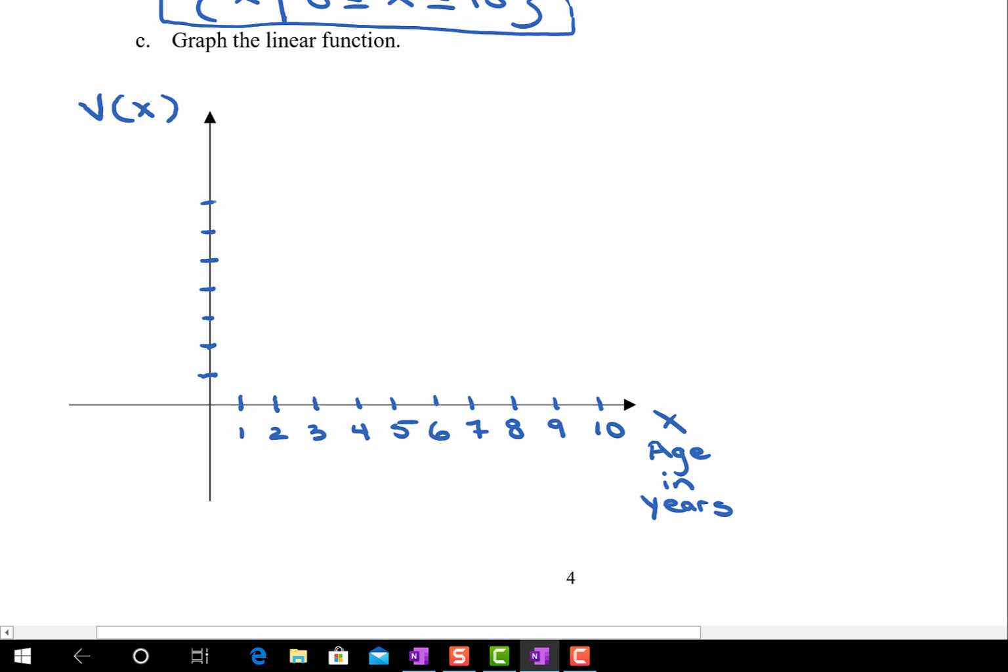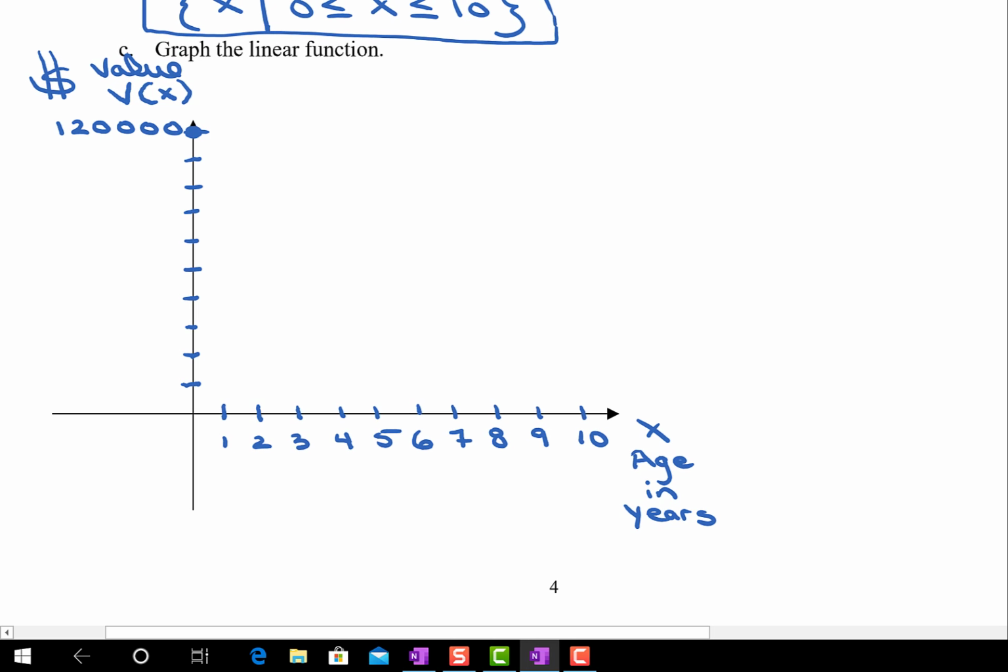And then the value, I'm also going to separate this into 10 parts here. So if I divide 120,000 by 10, then this is going to go up by increments of 12,000. So first let me show the work here, 120,000 divided by 10 is going to give me 12,000. So the y-axis is going to increase in increments of 12,000.